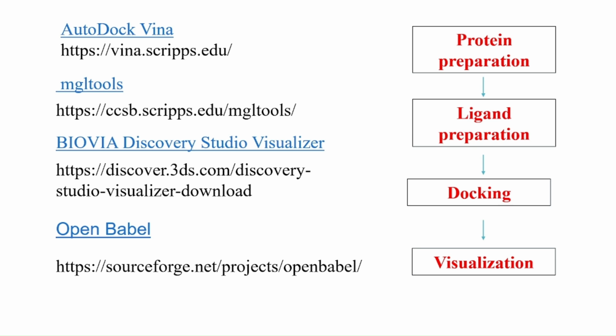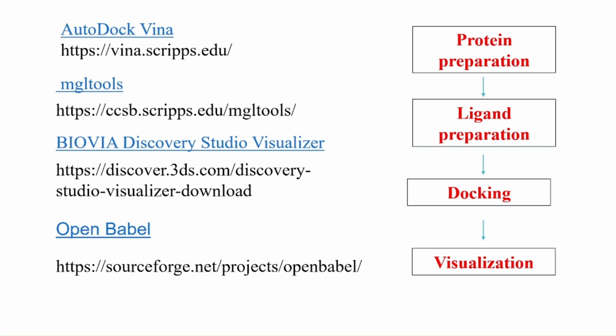In this video I am going to show you how to perform docking using Autodock Vina. Before we start we need to install required software and tools. In this page you can see what things need to be installed. The first one is Autodock Vina, followed by MGLTools, BIOVIA Discovery Studio and Open Babel. Also I have provided the overall flowchart for understanding.